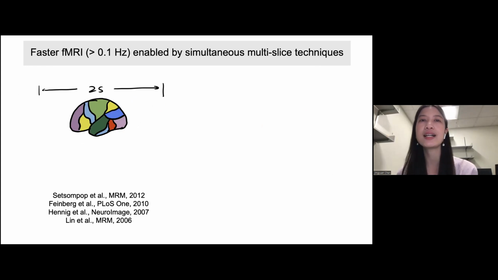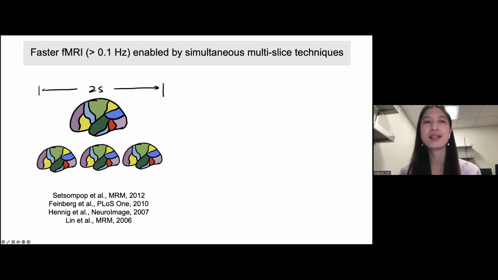But recently there have been MR engineering developments which allow us to acquire multiple brain slices at the same time. The direct consequence is that previously we could, for instance, take 2 seconds to acquire the whole brain image, but now within the same duration, we can have multiple snapshots of the brain dynamics. So it has really pushed the temporal resolution of fMRI acquisition to much better regimes.